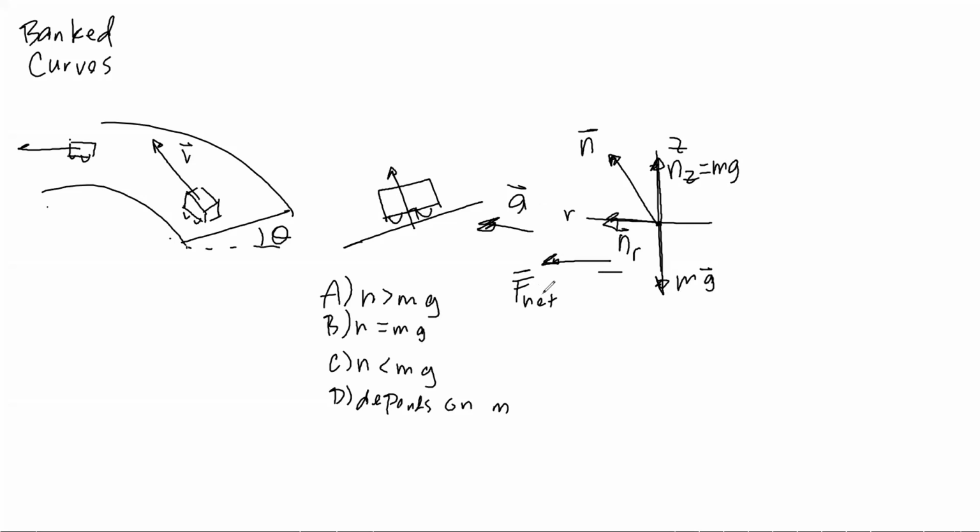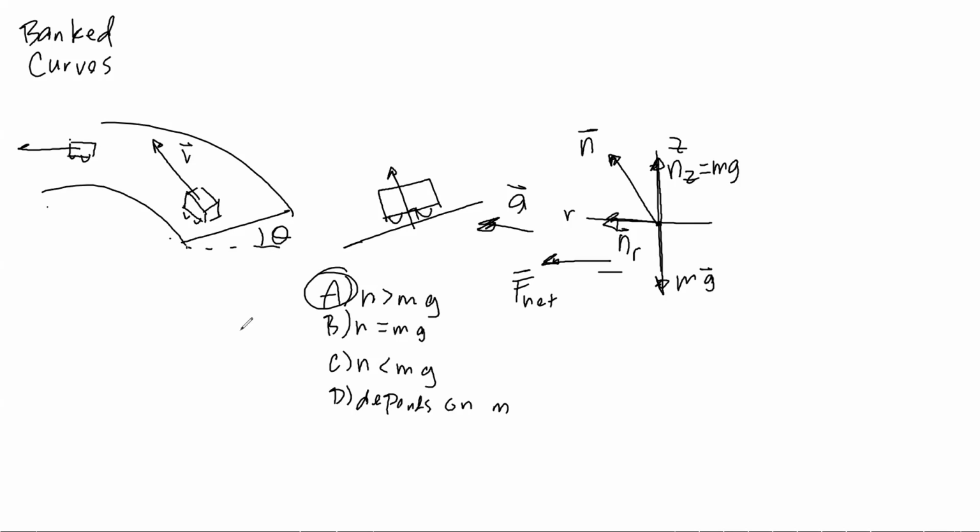And so these choices here of if the normal force is greater than, equal, less than, or depends on the mass, the correct answer is A. That the normal force has to be bigger than gravity for it to be in circular motion.